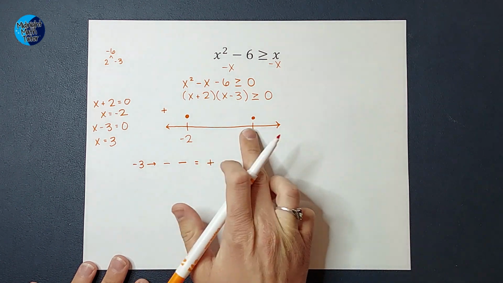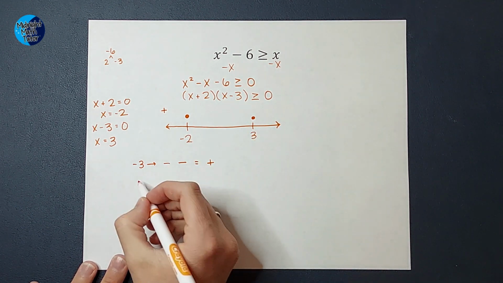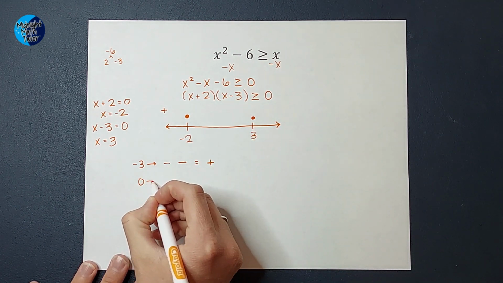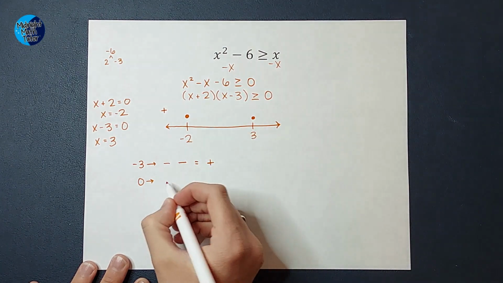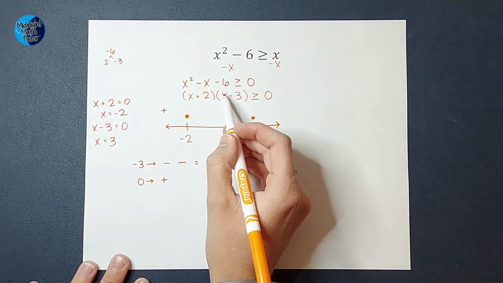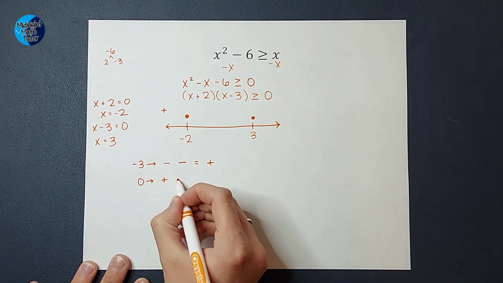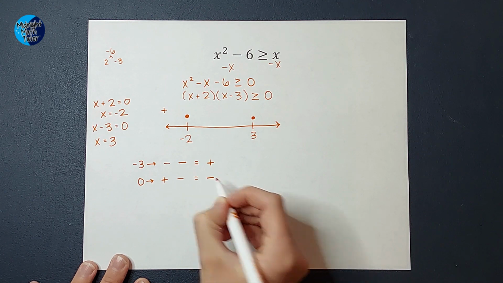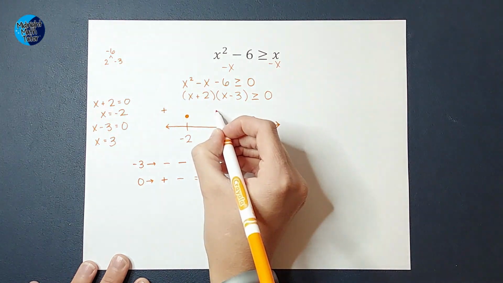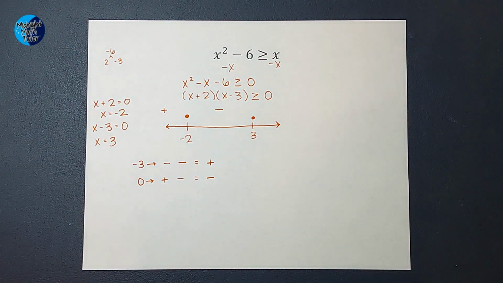Next, let's try a number that's between -2 and 3. Let's try 0 because 0 is usually pretty easy, right? If I were to plug in 0 here, I would get a positive number. If I were to plug it in here, I would get a negative number. And a positive times a negative gives me a negative, okay? So this section in here is negative. Again, if you're like, what are you talking about, lady? I'll show you at the end why this works, okay?